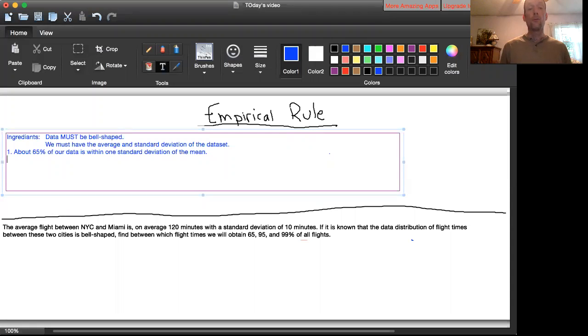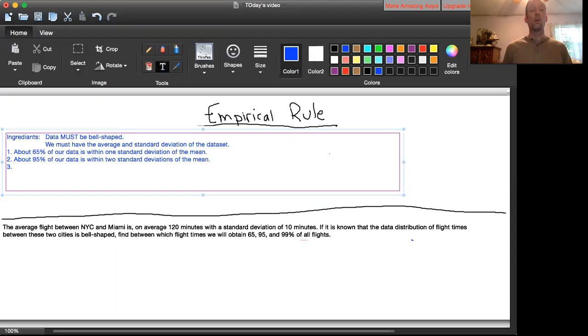Now, if we go 2 standard deviations from the mean, we're going further away from it. Should we find more data? Answer is absolutely. We're going to say about 95% of our data is within 2 standard deviations of the mean.